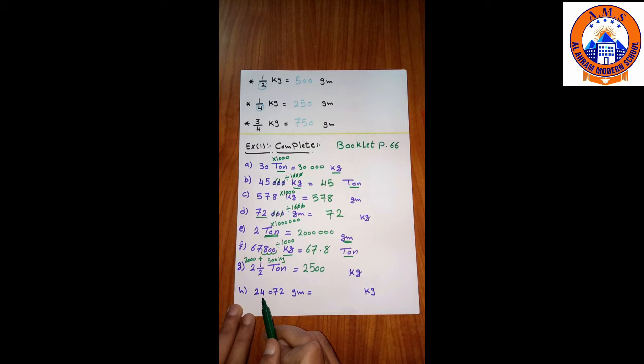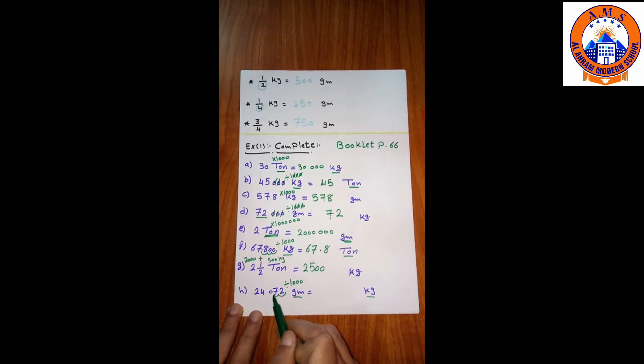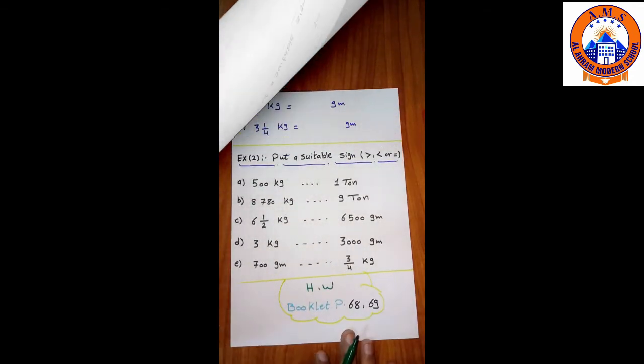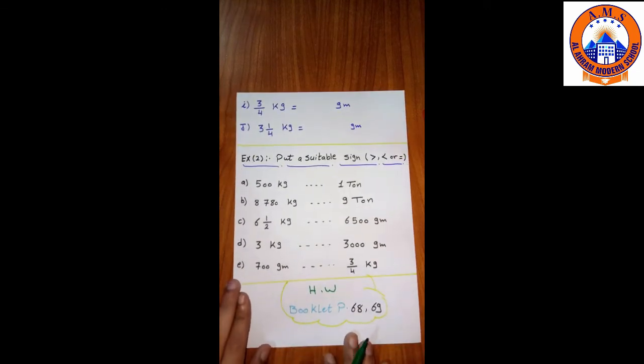Question number H. We have 24,072 grams. And I want to change it into kilogram. From a smaller unit to a bigger one, we will divide by 1000. So dividing by 1000, there is no zeros to cancel, so I will move a decimal point 1, 2, 3. I'm gonna put a point here, so the answer is 24.072.